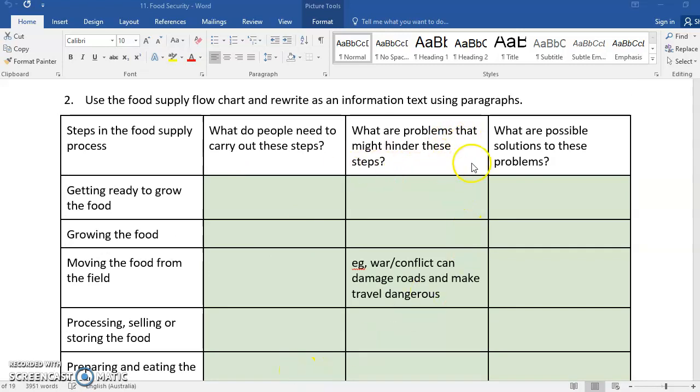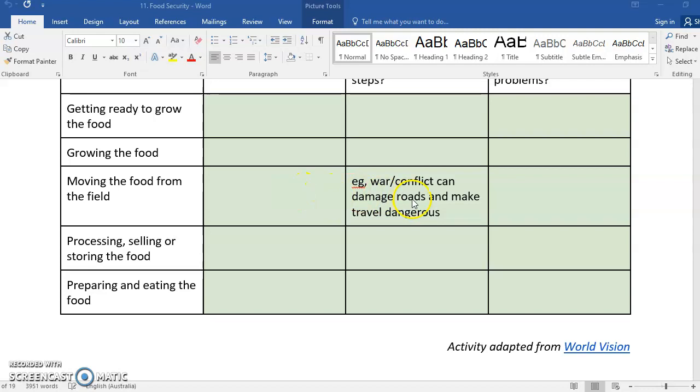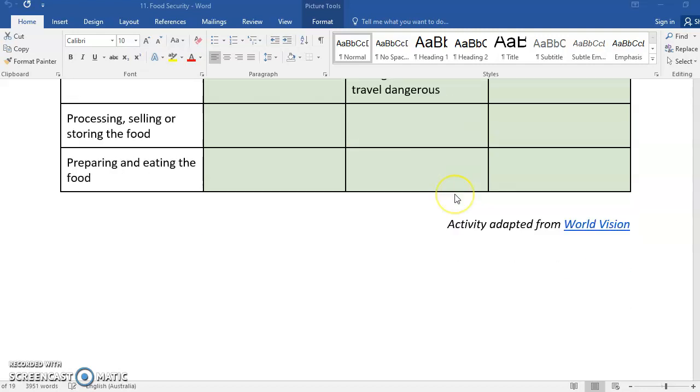What are the problems that might hinder these steps? Like I said before, if we give the example of getting ready to grow the food, what problems might you have? Maybe the problem might be you don't have access to tools to get the soil ready for food growing. And what are the possible solutions to these problems? Can we come up with what we can do to ensure that we have tools so that we could get the soil ready to grow food? That's what you need to do here. There's another example that's been given here as well.